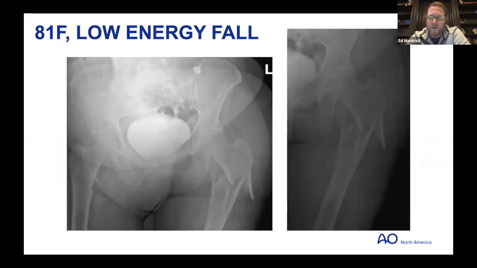I'm going to try to show you a smattering of cases, and we'll jump around a little bit. But this case one, this is an 81-year-old lady, fall from standing, landing directly on the left side. She's fairly active, decent bone quality. This is more of an atypical pattern than you'd expect to see in the geriatric, severely osteoporotic patient that falls and lands on the side.